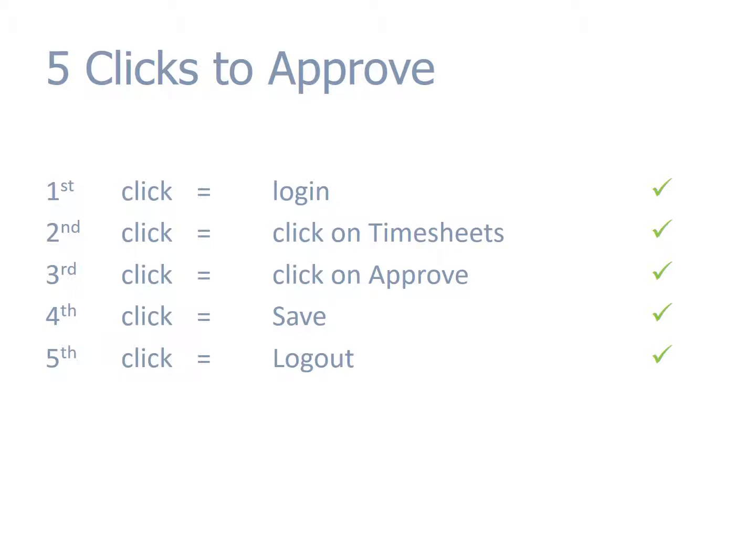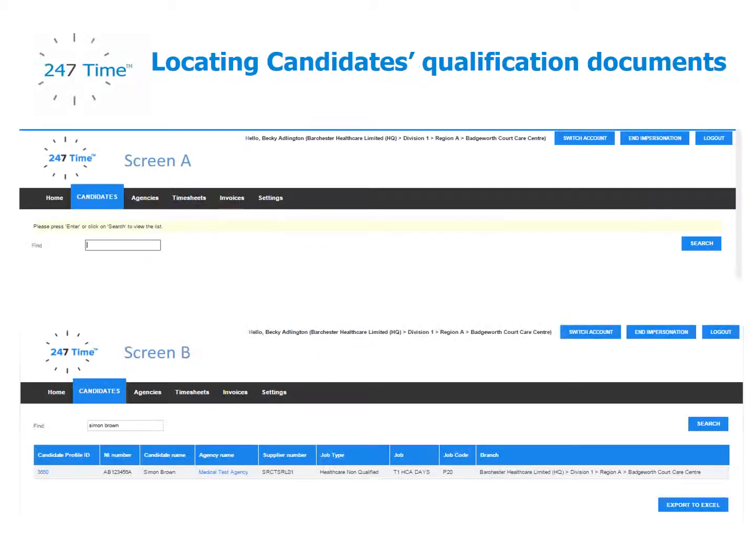Okay, so simple, 5 clicks really to approve. Log in, click on your timesheets, click on approve. When you've done that, just click on save on each timesheet line, or you can save all changes at the bottom of each timesheet line, and then you can log out.